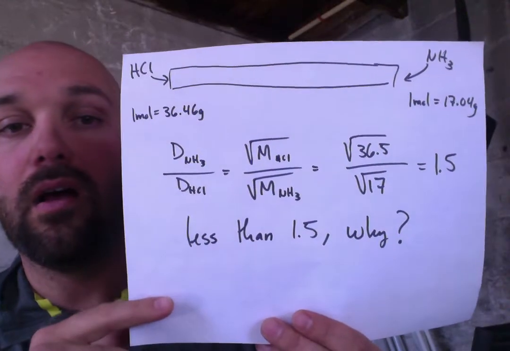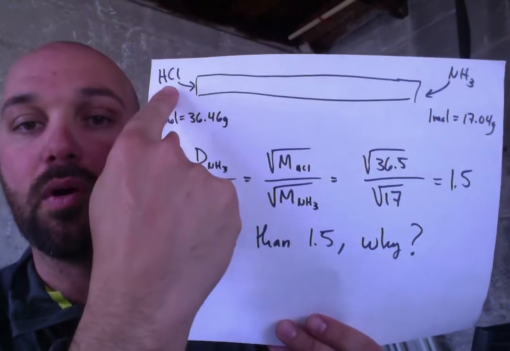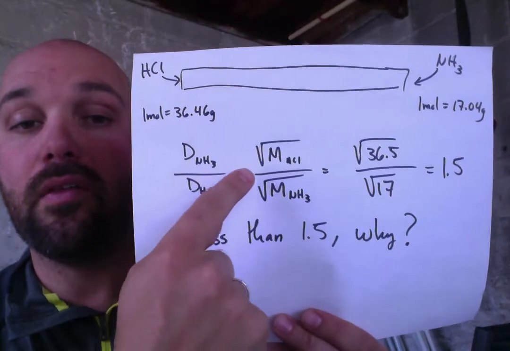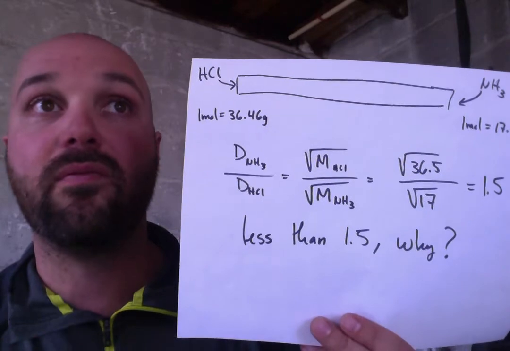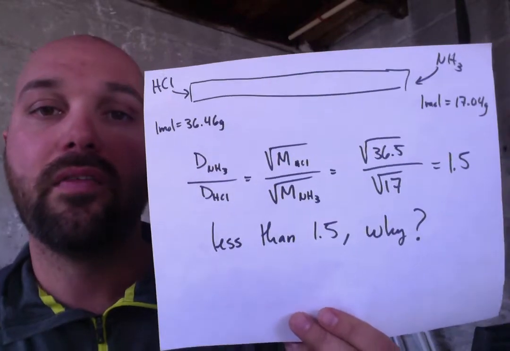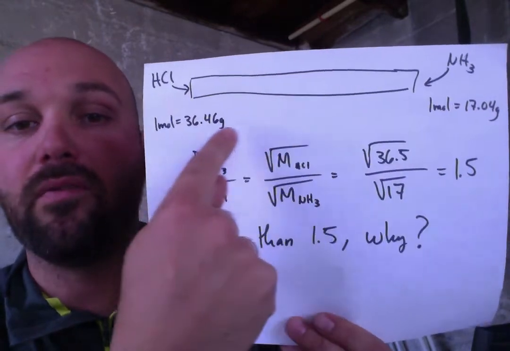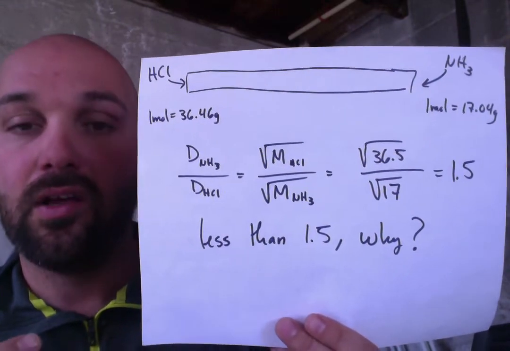So a quick little example is ammonia, NH3, and hydrochloric acid, HCl. So we can compare the effusion rates. NH3 is smaller than HCl, it's almost about half, right? Well, NH3 should go faster.